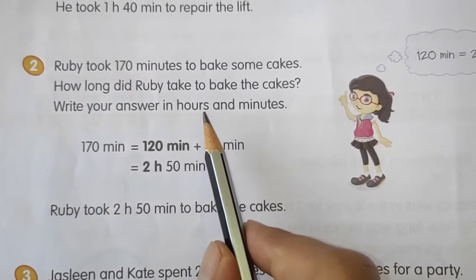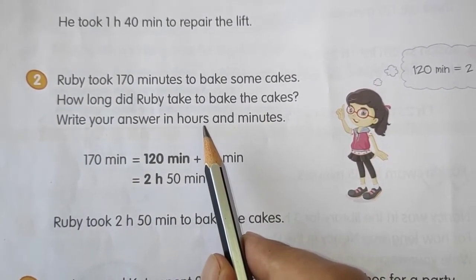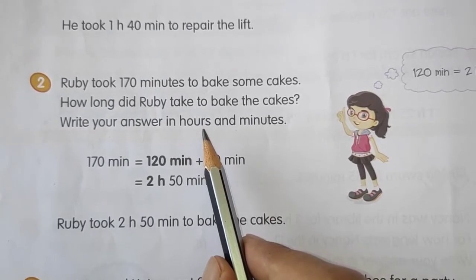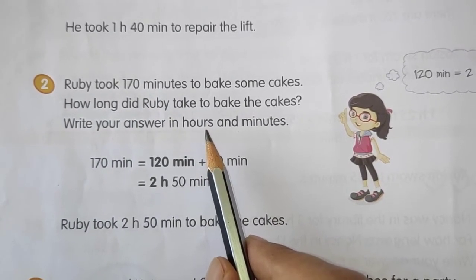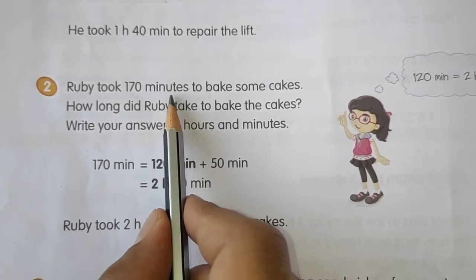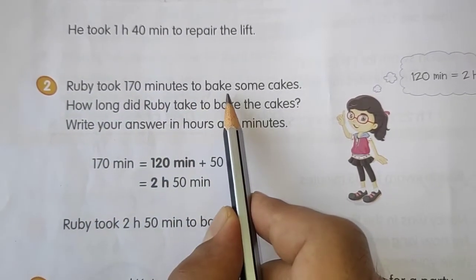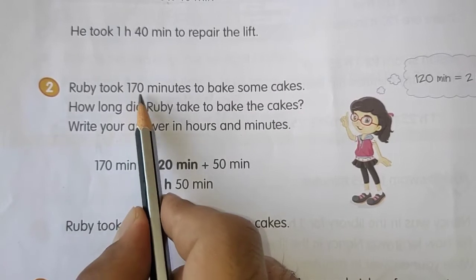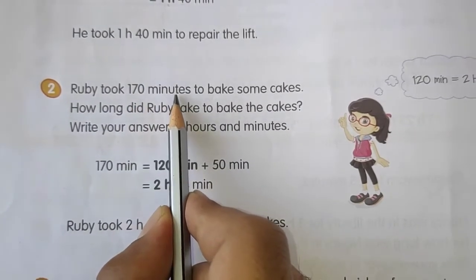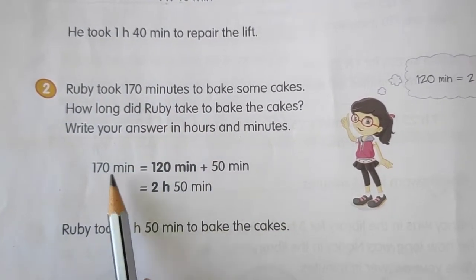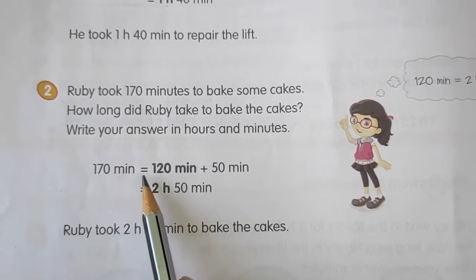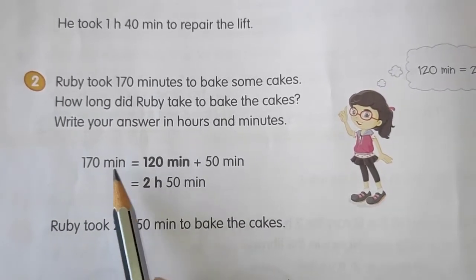Second, Ruby took 170 minutes to bake some cake. How long did Ruby take to bake the cake? Okay, again total minutes are given for making that cake. How many minutes? 170 minutes. Okay, so again what we will do, 170. Now see, it is important here.